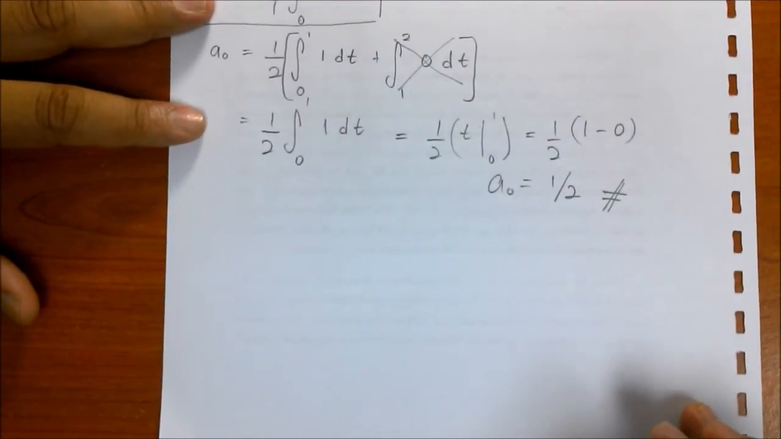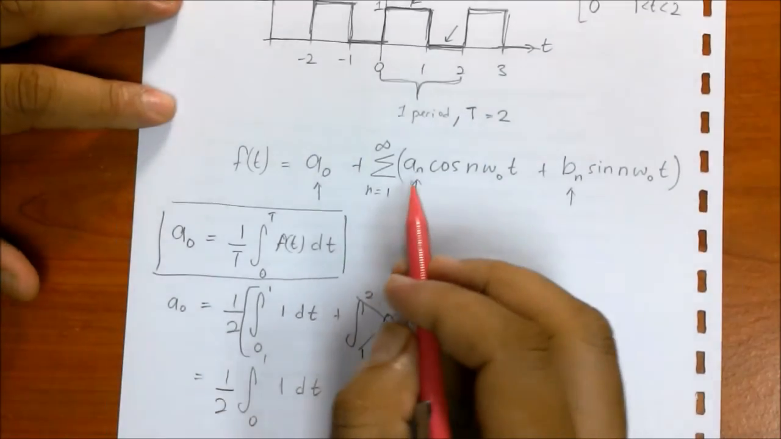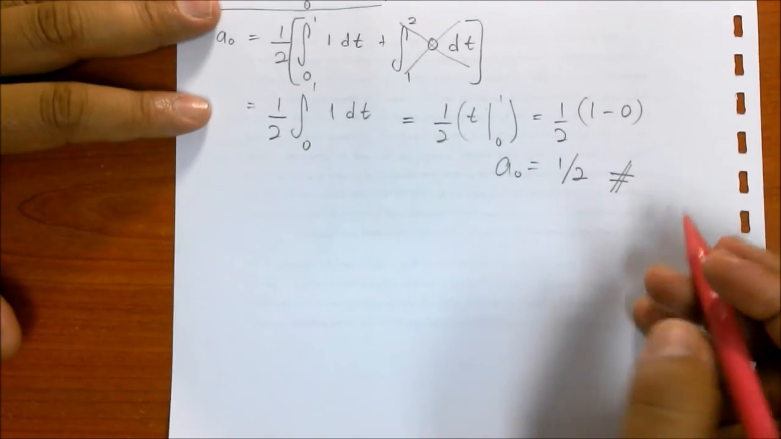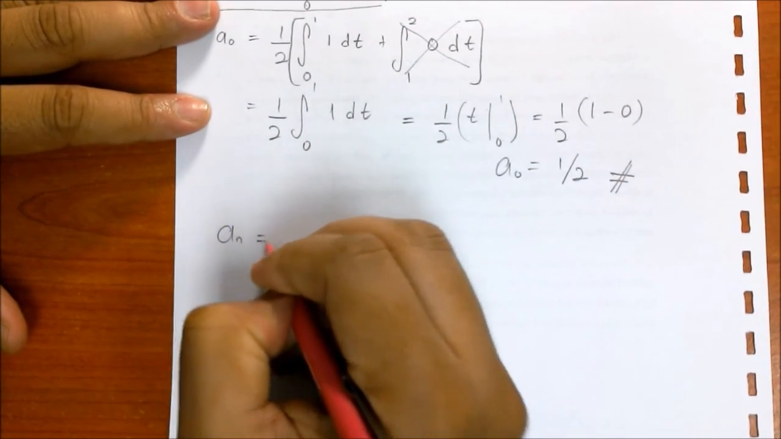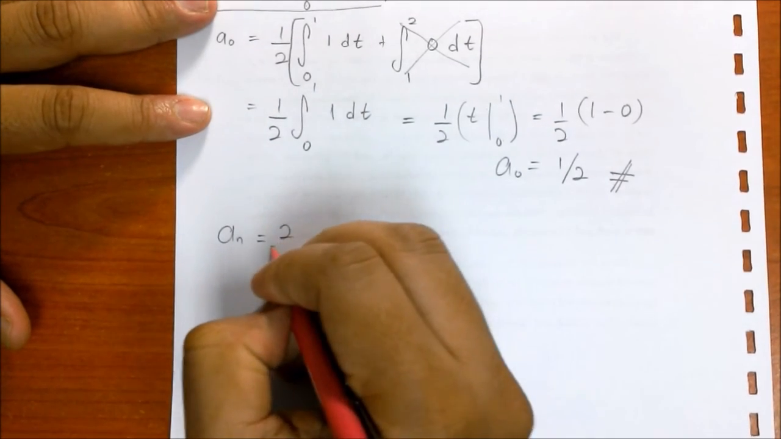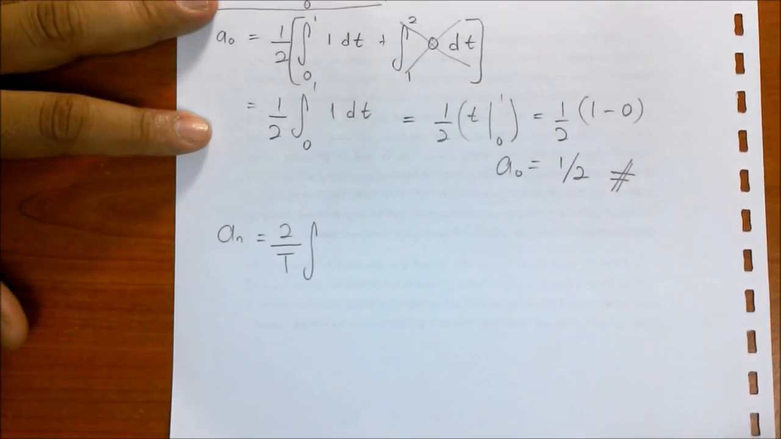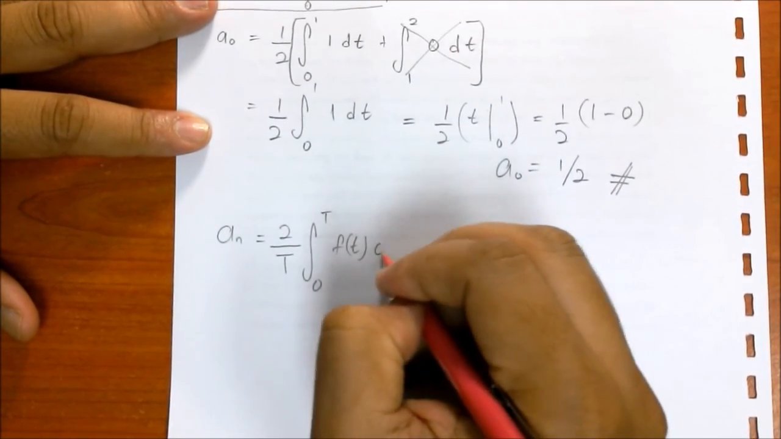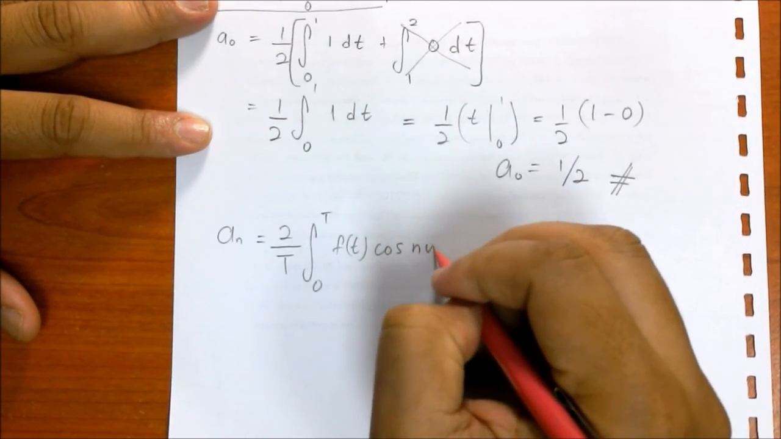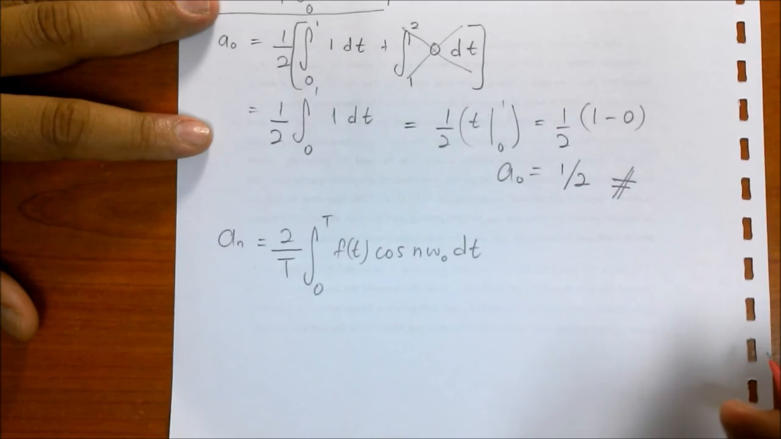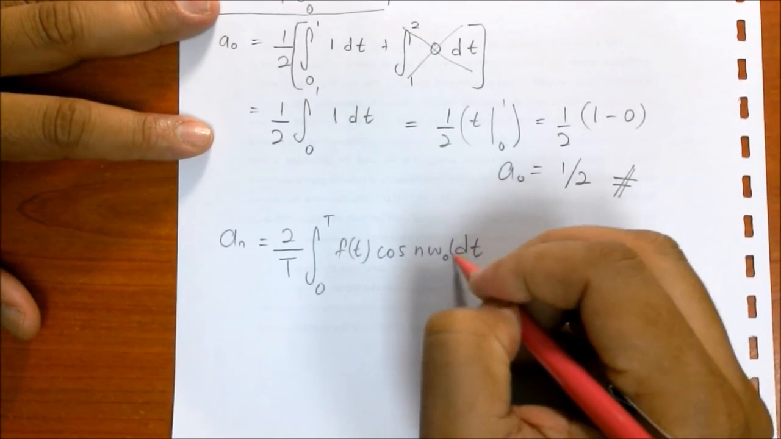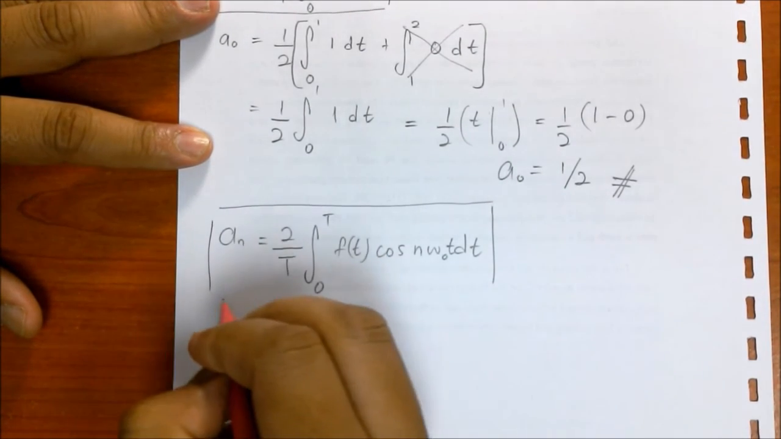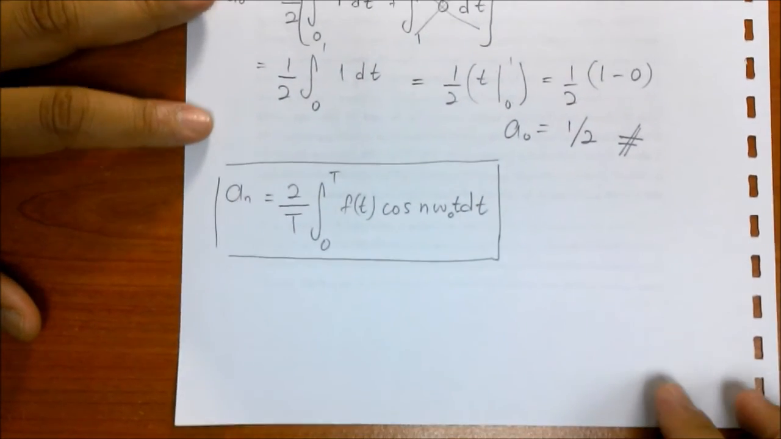Okay, next we can try to find a_n and b_n. Let's start with a_n first. What is the equation for a_n? a_n is 2 over T, integration of f(t) cos n omega naught t dt. So this is the general equation to get the a_n.